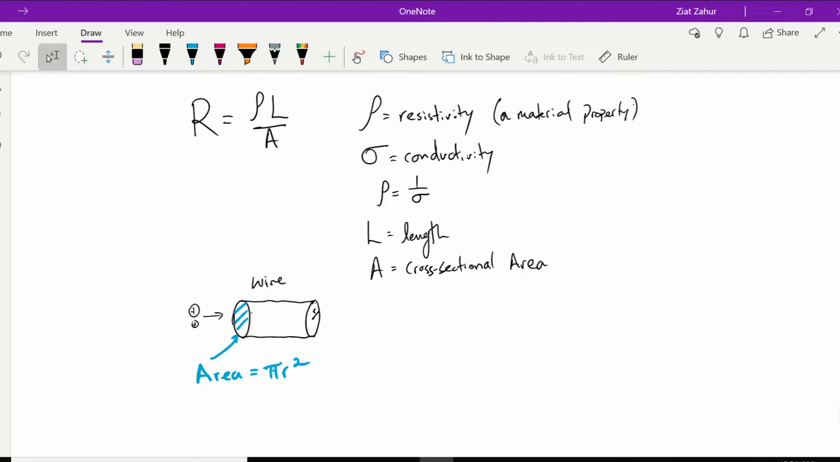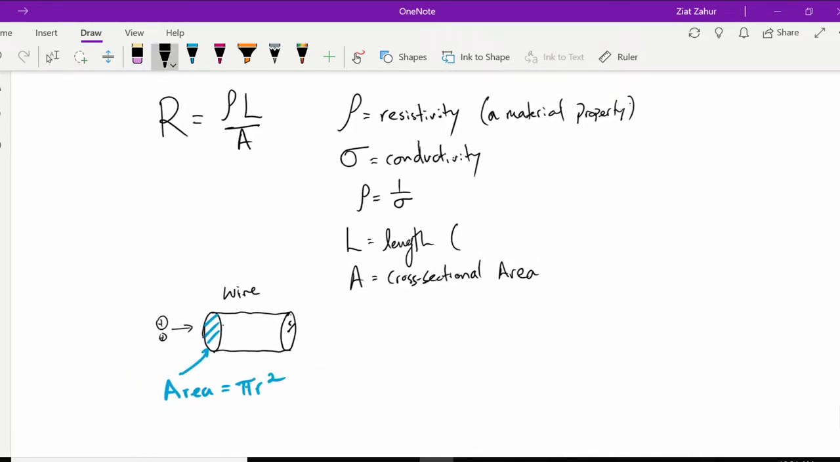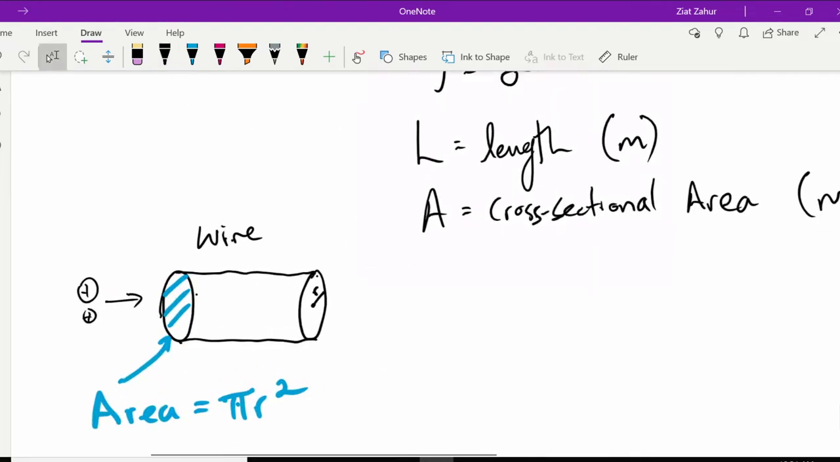What does the L stand for in the resistivity equation? L is the length in meters. Cross-sectional area is measured in meters squared. The L is the length of the wire, so it would be how long of a wire you're using for your resistor.